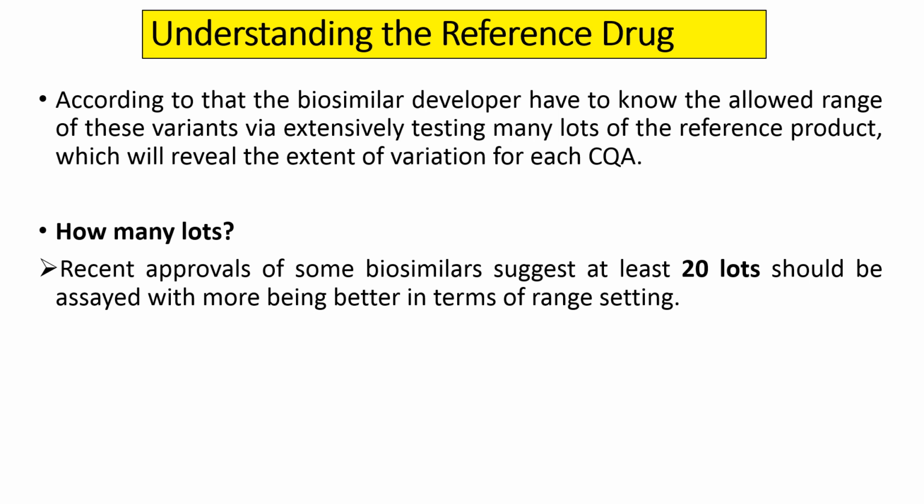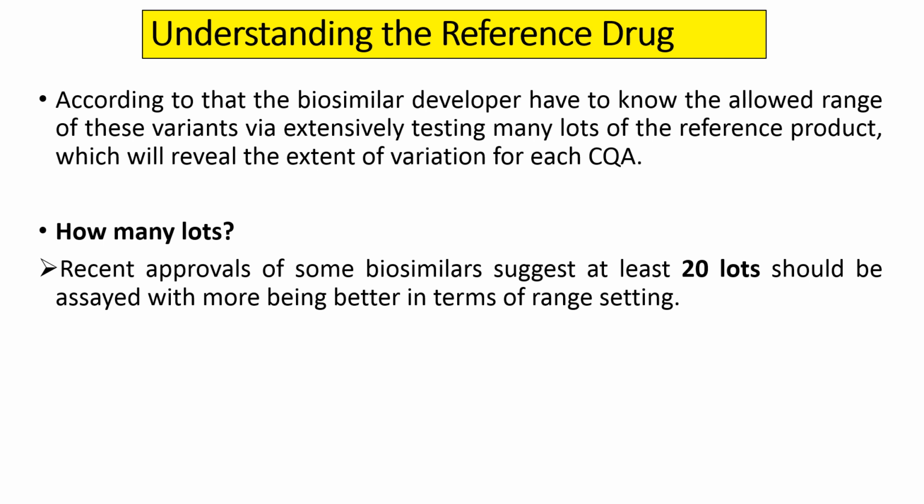So, according to the biosimilar developer, we have to know the allowed range of these variants. How? By doing extensive testing for many lots, or lot to lot, of the reference product. That will help to reveal and uncover the extent of variation for each critical quality attribute.